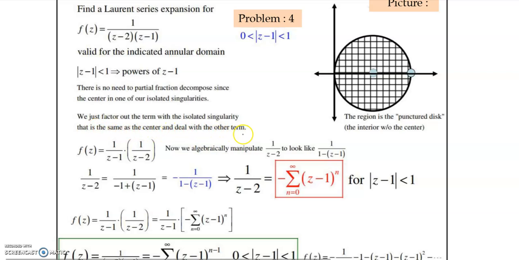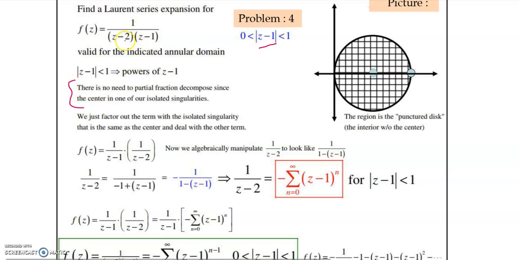and deal with the other term, which means now you see here 0 less than mod z minus 1 less than 1. Here in the function, don't touch this z minus 1 term, because we are going to write the series of this function in terms of z minus 1 only. So don't touch this. Except this, what you have is 1 over z minus 2. Now how to rewrite this 1 over z minus 2 in summation form, that we will see.